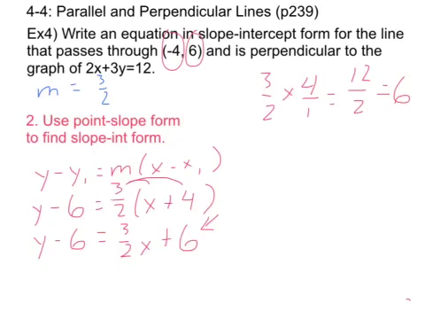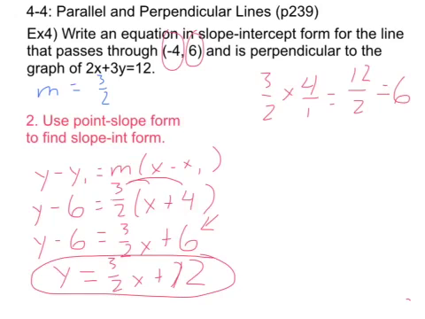So y minus 6 plus 6 is just y. I keep my 3/2 x, and then 6 plus 6 is 12. Whoops, 12. And so my answer is y equals 3/2 x plus 12. That is the line that passes through negative 4, negative 6, and it's perpendicular to the graph of this line.